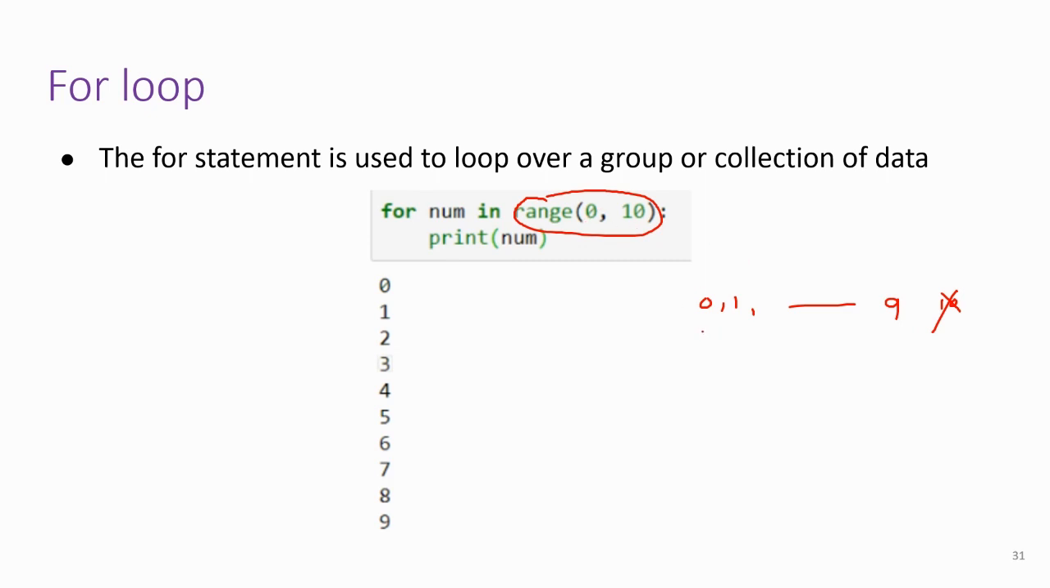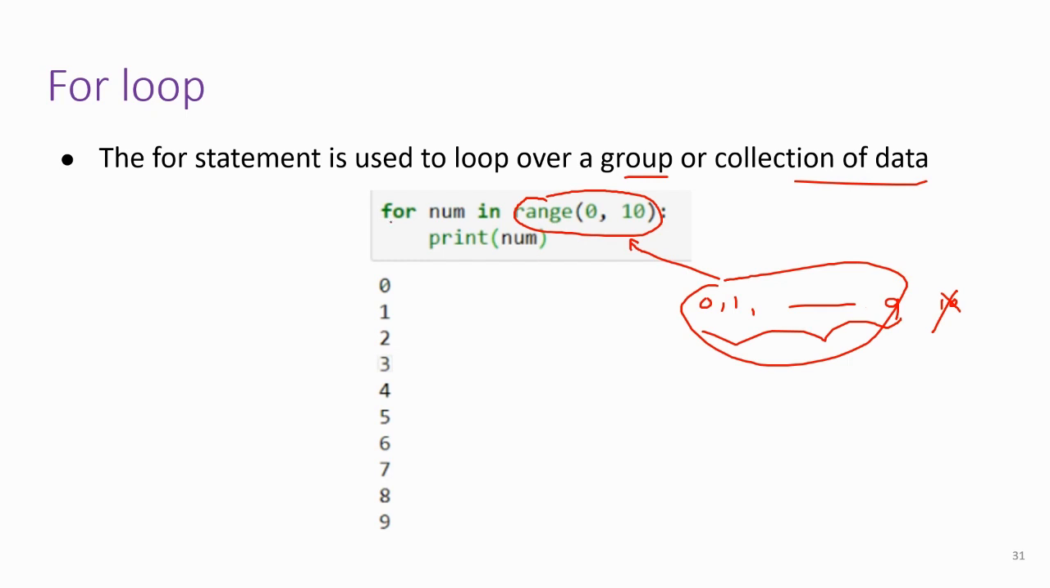So that is the meaning of range 0 to 10. These values will come here instead of this range. And see the statement here. The for statement is used to loop over a group or collection of data. Here is a collection of data: 0, 1, 2, 3, 4, 5, 6, 7, 8, 9. So it will loop over this collection of data. This range statement will be replaced by this collection of data.